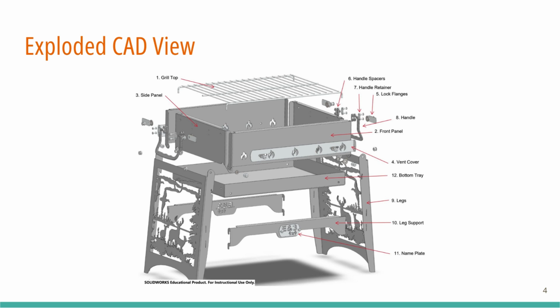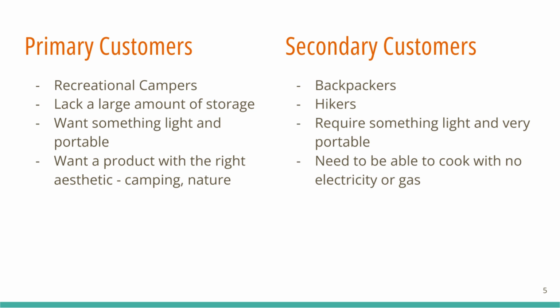And then here we have an exploded CAD view with, I think, 12 unique parts. And then as you can see, it's symmetrical on both sides, so a lot of those are repeated. We have them labeled 1 through 12 with descriptive names. And then we have our primary and secondary customer groups.